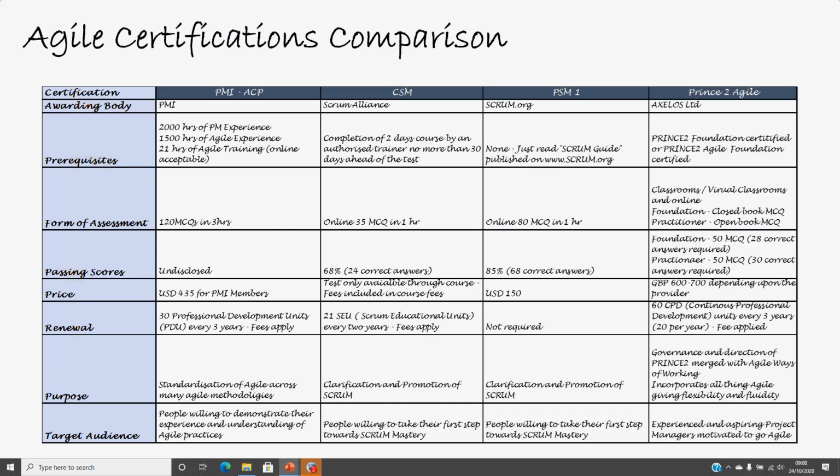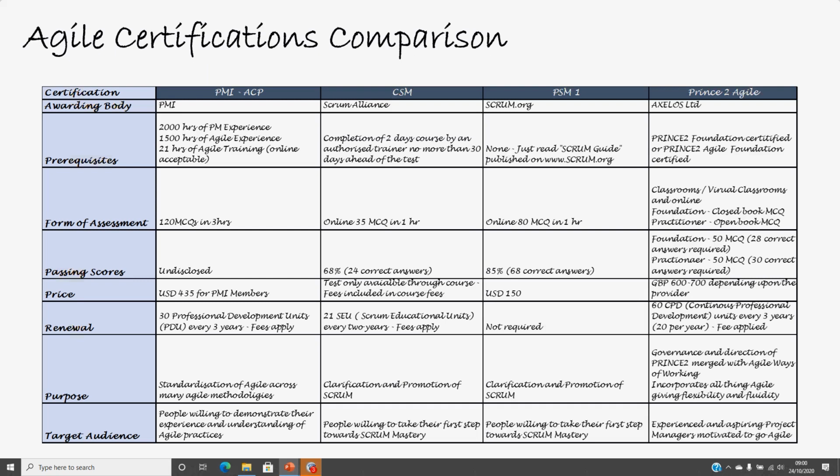It's an MCQ based exam as well. You have around 80 MCQs that you need to answer in 1 hour, and out of 80, 68 need to be correct. So you have to achieve 85%. There is no renewal required as well. You just pass it and it's for life. Again, the purpose is the clarification and promotion of Scrum. It is again only focused on Scrum, just like CSM, and just like CSM, it is targeted to the people who are willing to take their first step towards Scrum mastery as well.